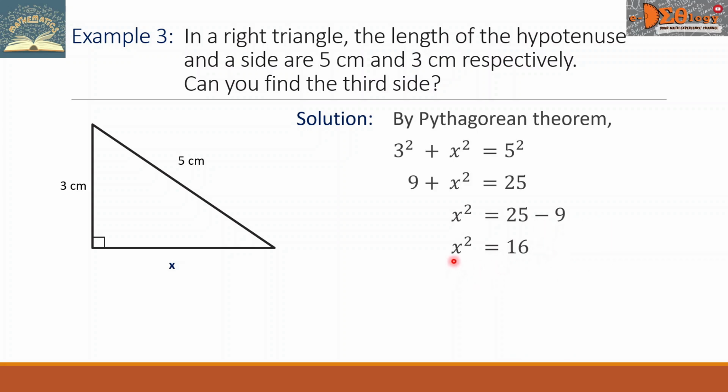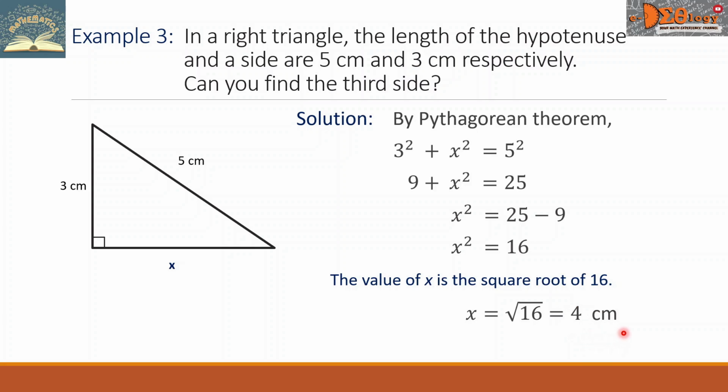We want the value of x. By this equation, we say that the value of x is the square root of 16. In symbol, we have x equals square root of 16. And finally, this is 4 centimeters.